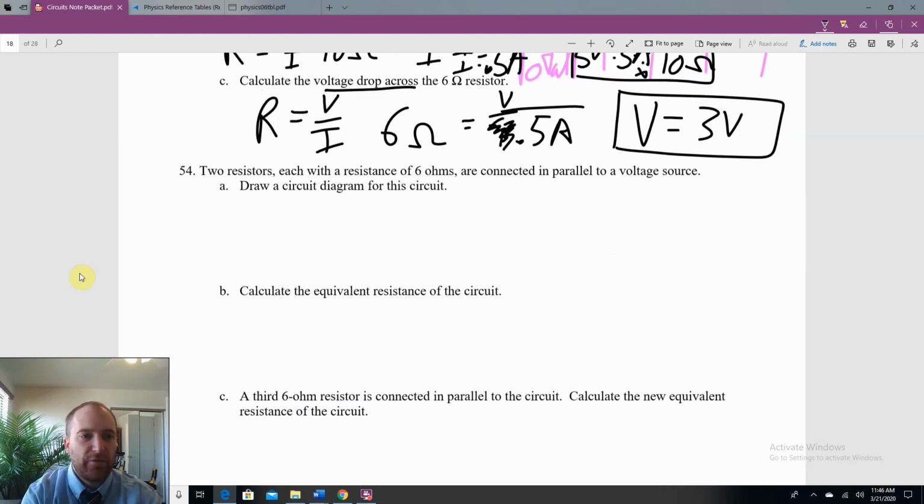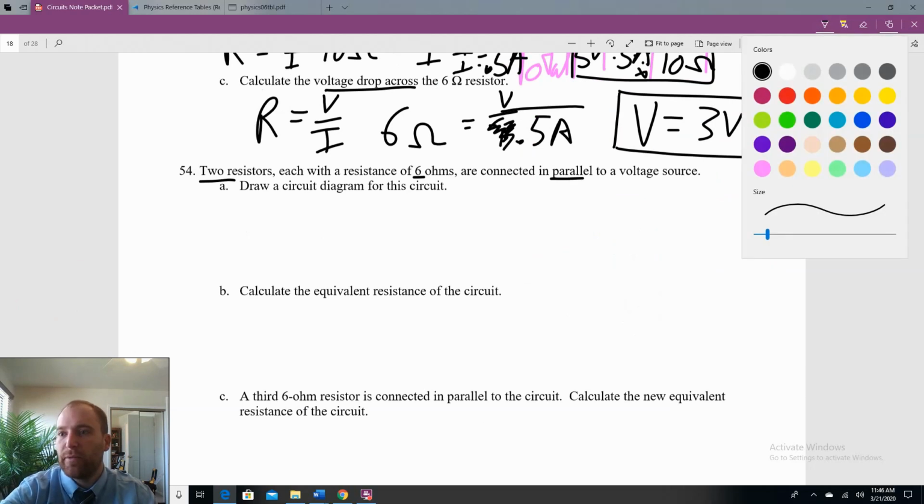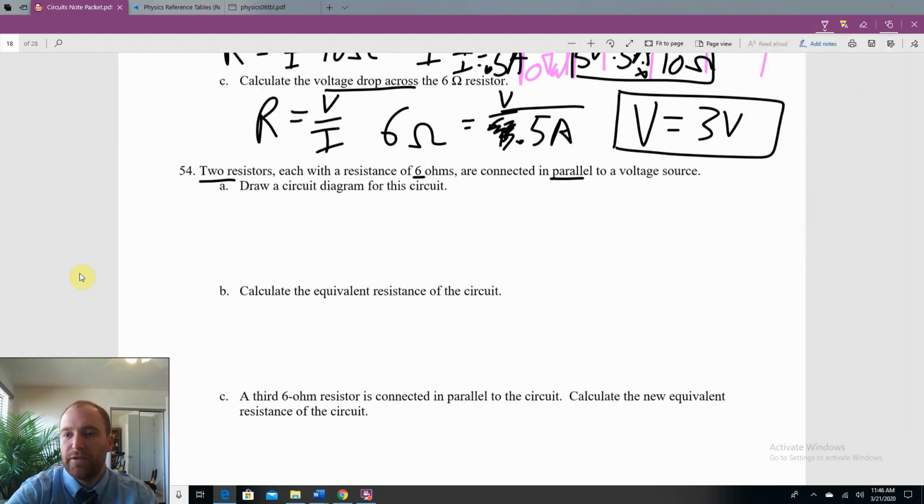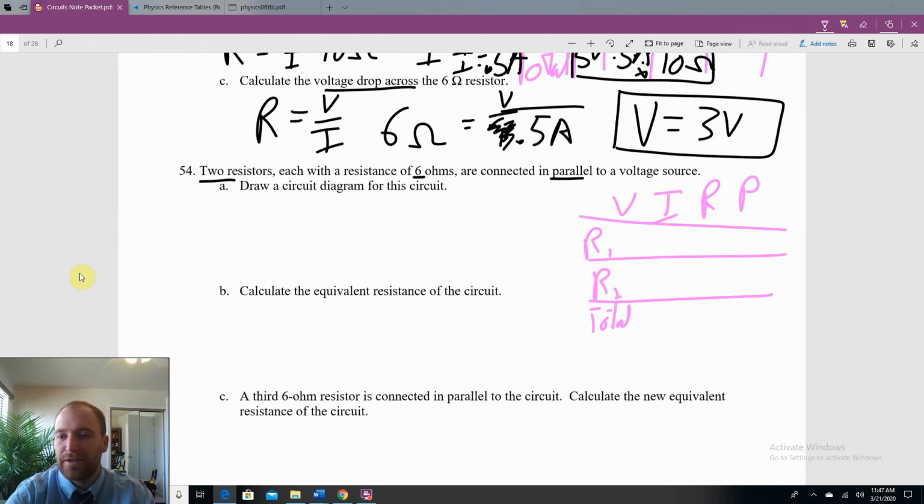Alright, 54. Two resistors, each with a resistance of 6 ohms, so it looks like each of the two resistors has the same value, are connected in parallel to a voltage source. So this one's going to look a little different from the previous one. Again, we're still going to do a VERB chart, so I'm not even going to read the question yet. I'm just going to make a VERB chart with two resistors, and then the total. I'm going to fill in what I know, and then I'm going to take a look at what we got, because this is kind of just how we do these problems.